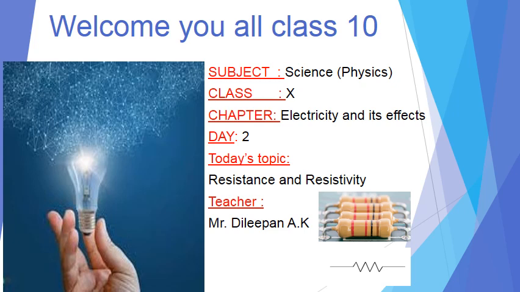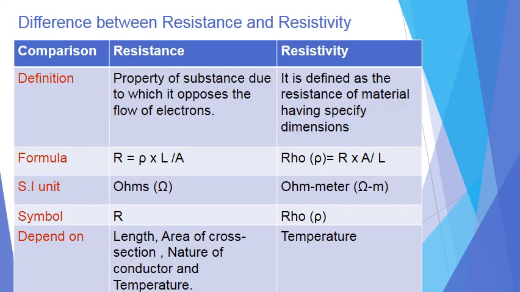Today we will be starting with chapter 12, Electricity and its effects. Day 2. The topic for today is resistance and resistivity. What is the basic difference between resistance and resistivity? As we already learned in the day 1 chapter, the definitions of resistance and resistivity.